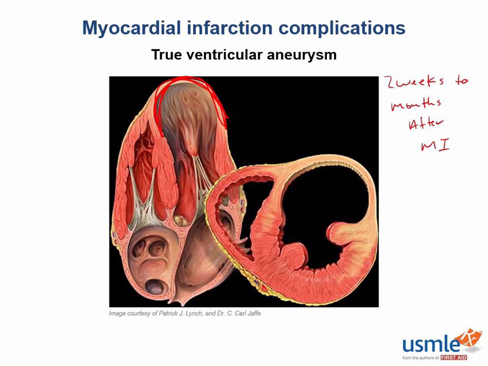And as you would imagine, this enlarged area with fibrosis will not be able to contract when the surrounding myocytes do contract, and this will lead to abnormal wall motion called dyskinesia.